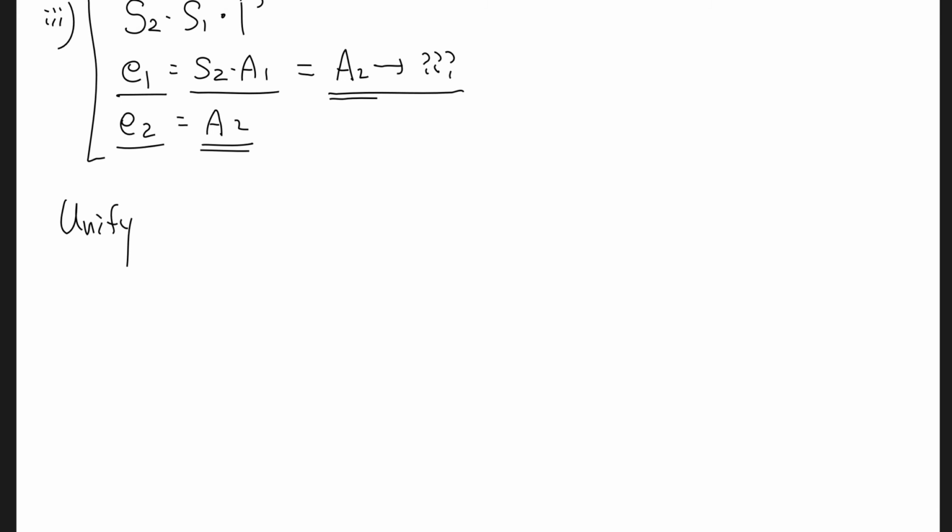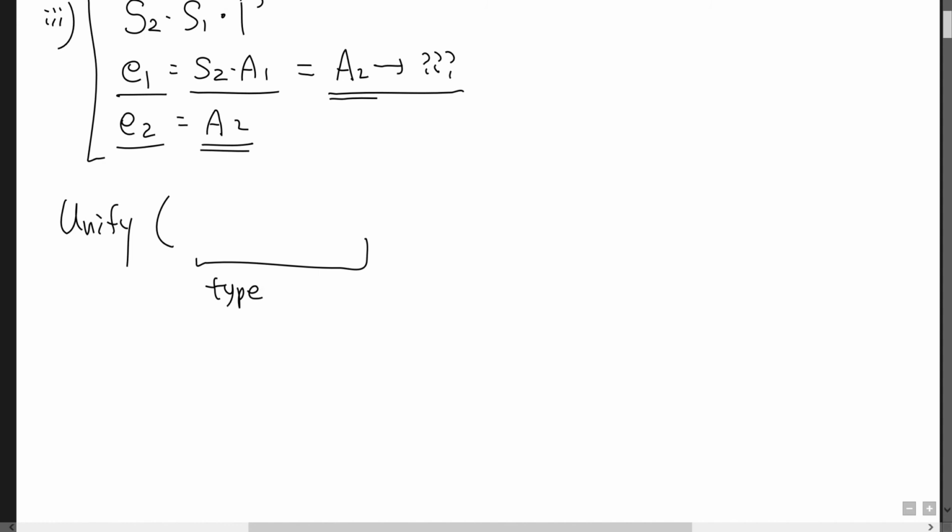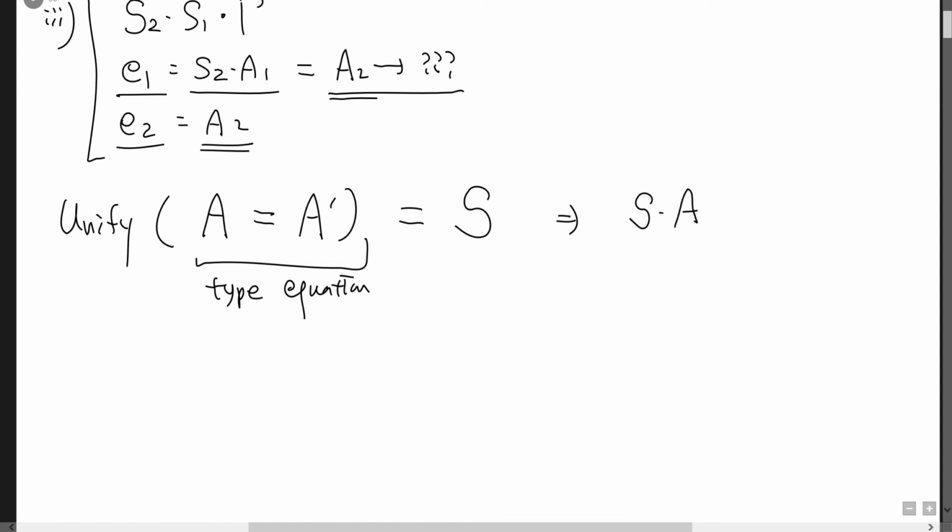So the definition of type equation. Basically, it takes a type equation of the form left side monotype A and right side monotype A prime, and it generates a substitution S. The specification is: if you apply type substitution S to A and type substitution S to A prime, then these two are identical.